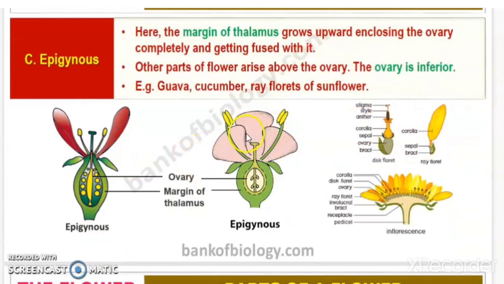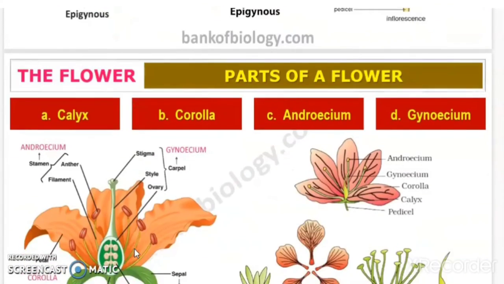It is inside. Okay, an example of plants which have this epigynous arrangement is guava, cucumber, ray florets of sunflower. You can see the florets of sunflower, and we can see this in guava and cucumber. Okay. So I hope, children, you are clear with hypogynous, epigynous and perigynous, right? Now let us move on to the next.